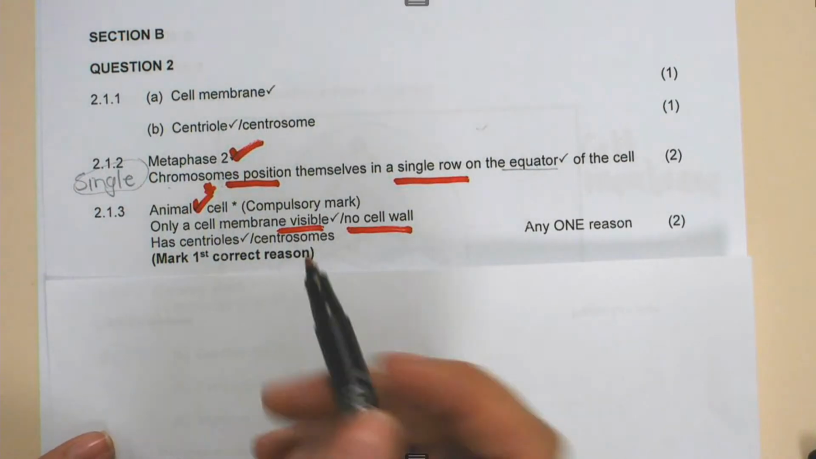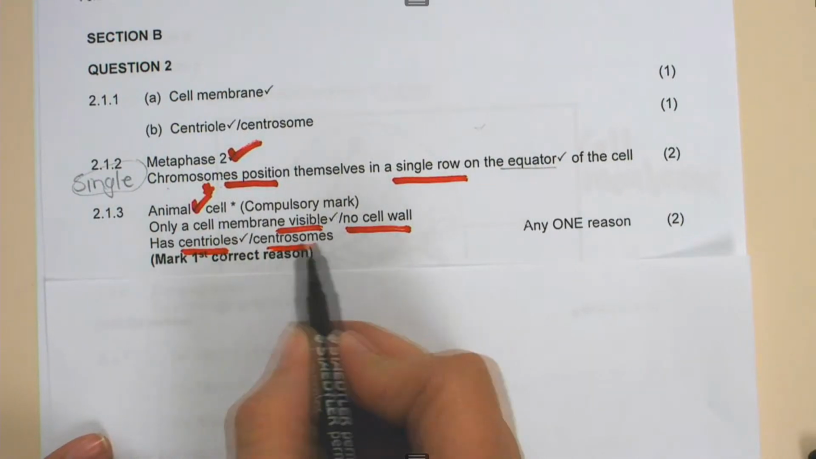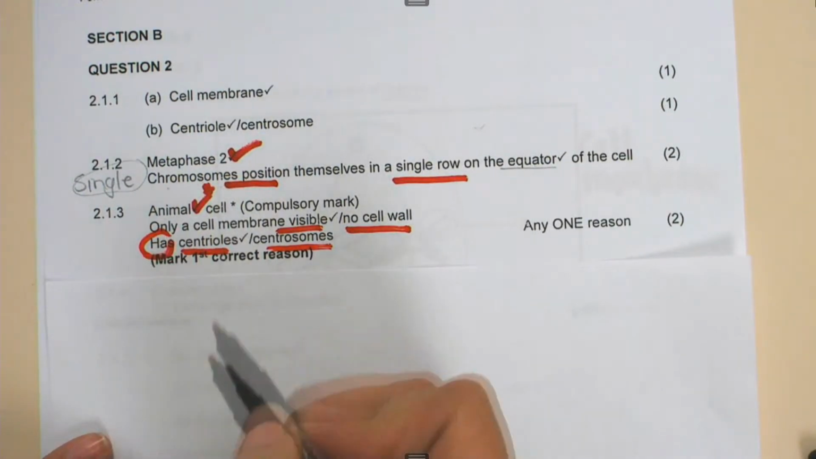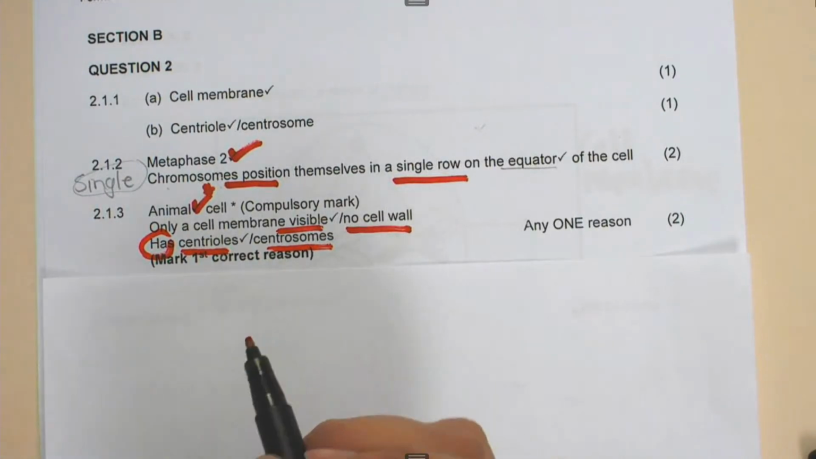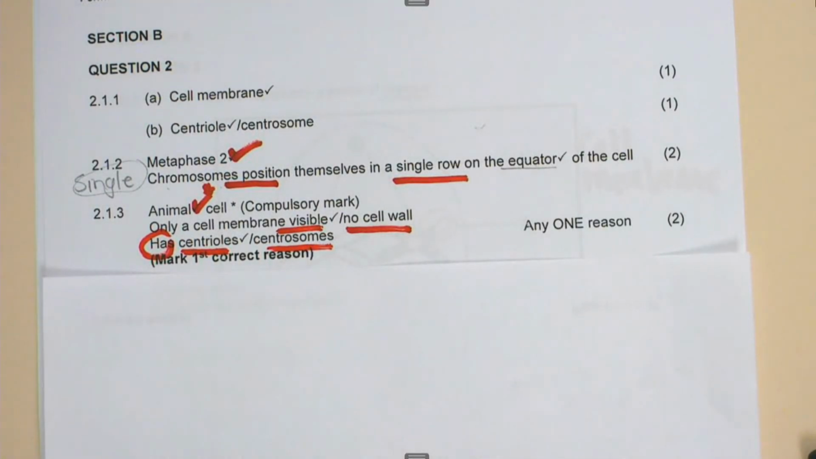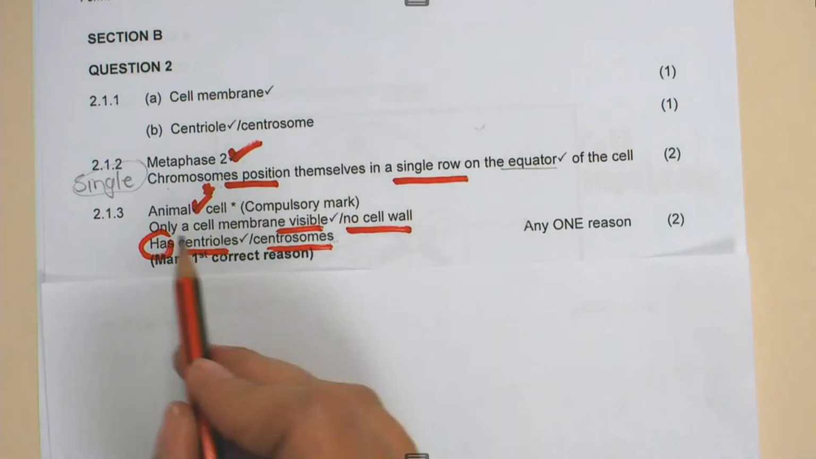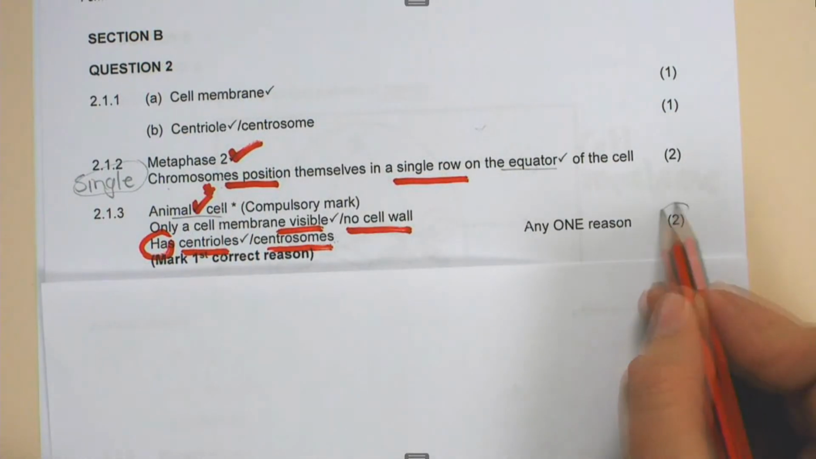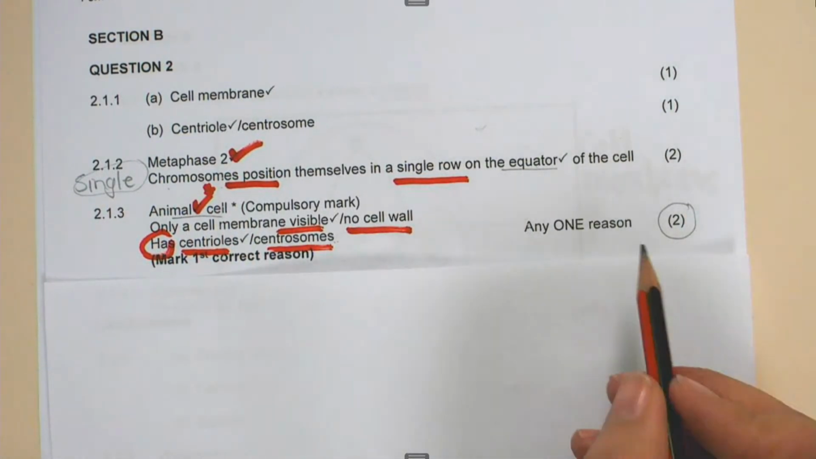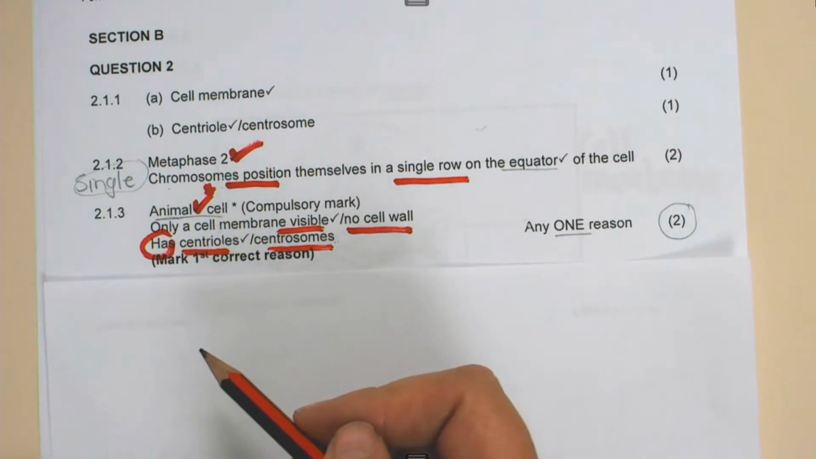Then a next option will be there are centrioles or centrosomes. It is present. It has centrioles or it has centrosomes. That is a characteristic of animal cells. So that is also a reason why that is an animal cell. So there is a maximum of 2 marks. Just make sure there's one reason, and the compulsory mark is for the animal cell in that part of the question.